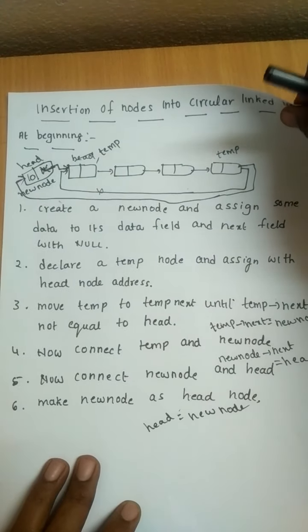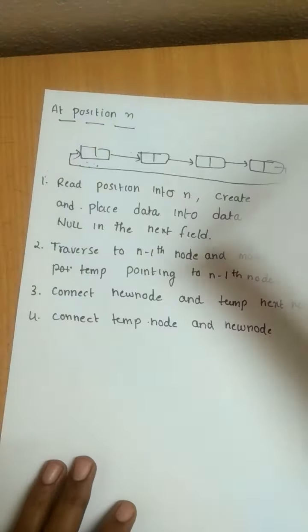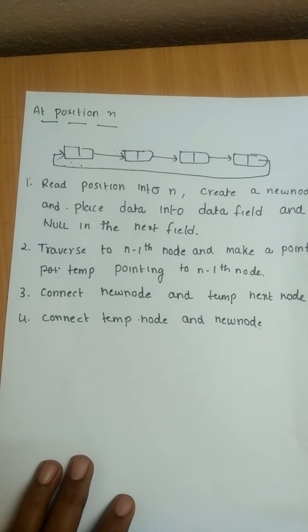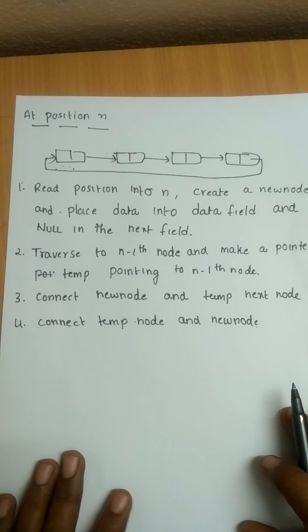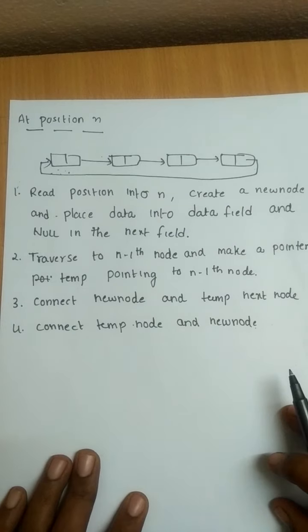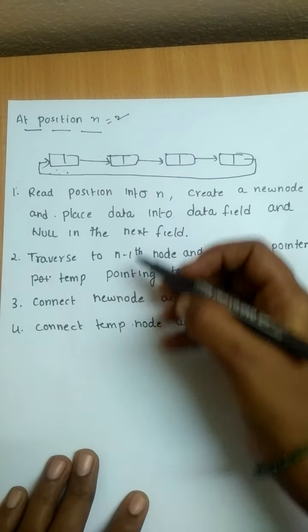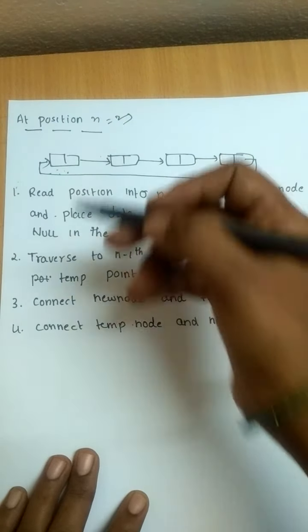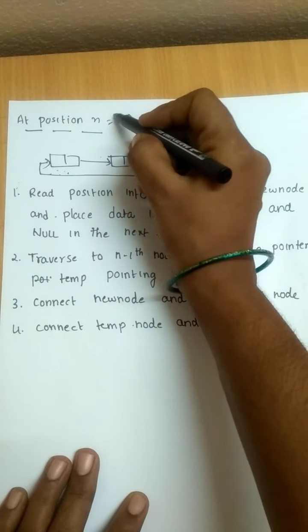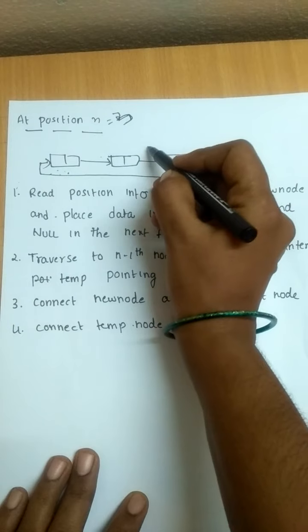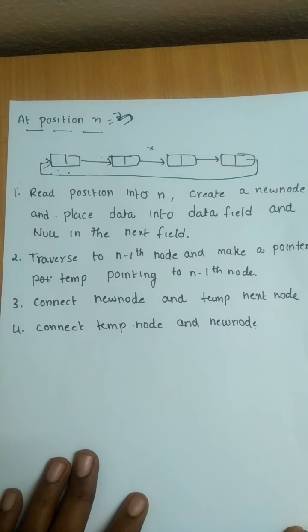Now we'll see how to insert a node at a required position. Okay. Let our position be n. Here, let us take n equal to 2 or 3. Let it be 3. N equal to 3. That means we have to insert our new node here.